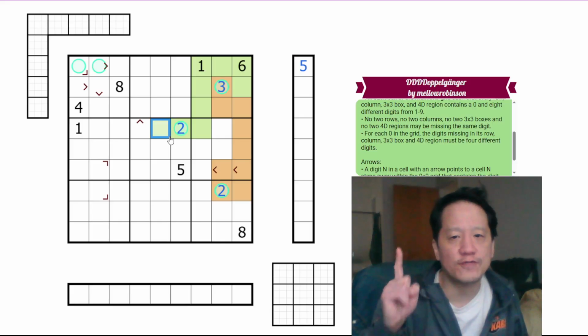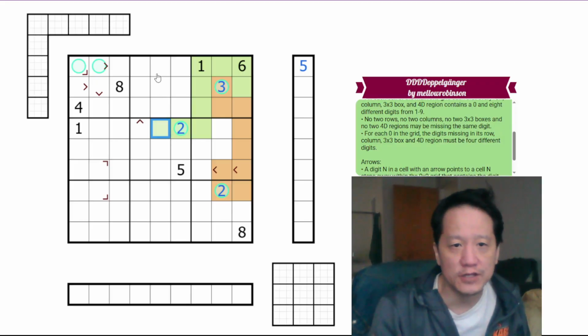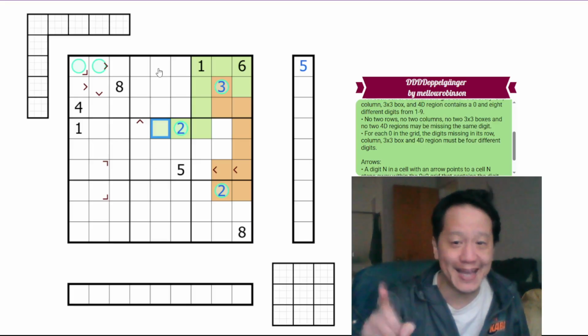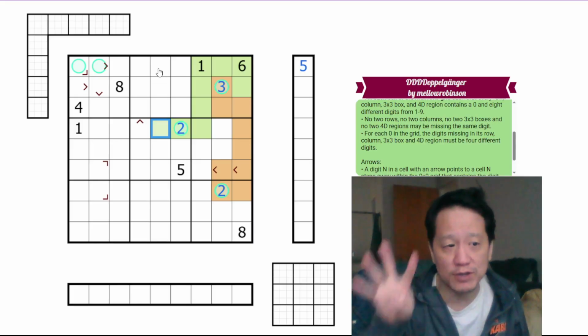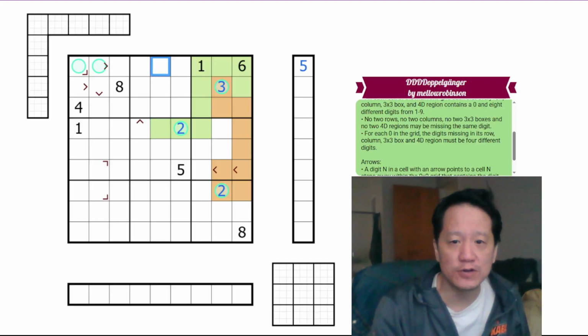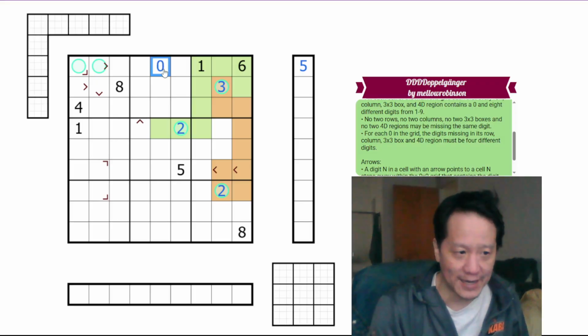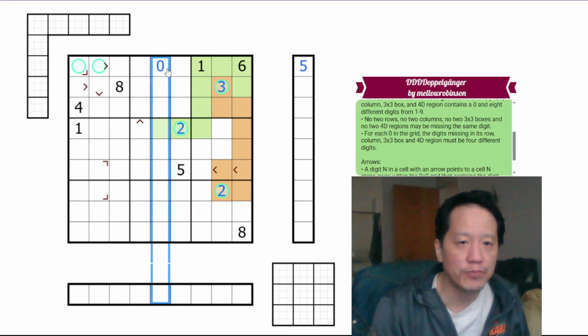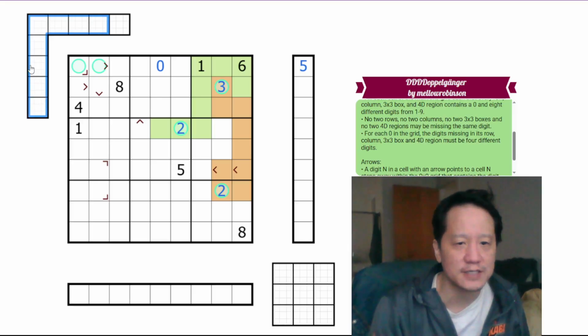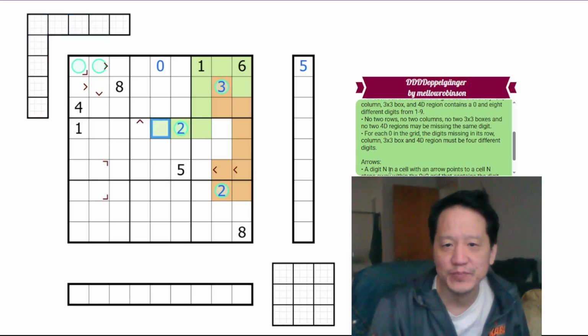And in addition, for each 0 in the grid, the digits missing in its row, column, 3x3 box, and 4D region must be 4 different digits. So for example, say we had a 0 here, and we're missing a 5 in row 1, which is the row that 0 is in. You cannot be missing a 5 in the same box, in the same column, or in the same 4D region. I don't know how we designate which one's which, but okay.